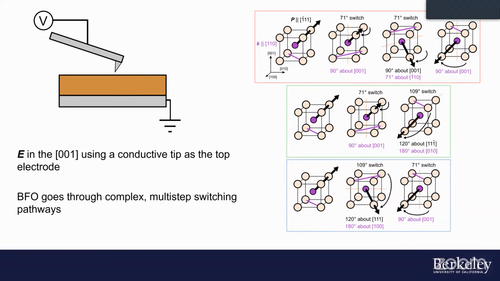If we ground a back electrode and apply a voltage through a conductive tip, we can write polarization domains in the ferroelectric material. But bismuth ferrite, when you switch it in this way, when you apply an up-down electric field, it doesn't just go from this to this, right? It's a lot more complicated than that. And there's been a large amount of very good research on this. But bismuth ferrite, when you apply an up-down electric field, will go through complex switching pathways and very often end up with a polarization that's 180 degrees from where you started.